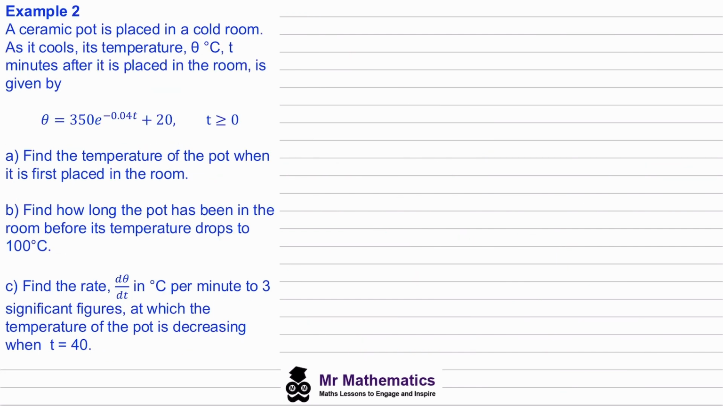Okay, so in example 2, we're told that a pot is placed in a cooled room, and as it cools, its temperature, t minutes after it's placed in the room, is given by this model, where t is greater than or equal to 0. For part A, we've been asked to find the temperature of the pot when it's first placed in the room. So again, I'm going to sketch a graph to model this.